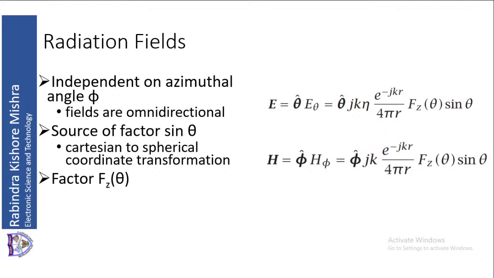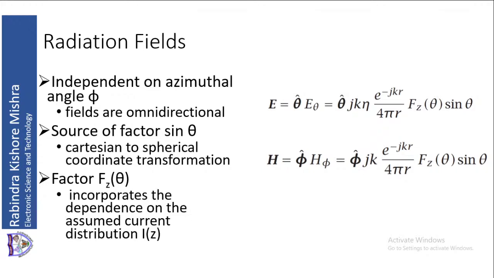Now we have to find out what is the factor F z theta. That is more important. The factor F z theta actually incorporates the dependence of the assumed current distribution Iz. All other things we have already discussed earlier, so they come from that. So only F z theta will depend on the current distribution.